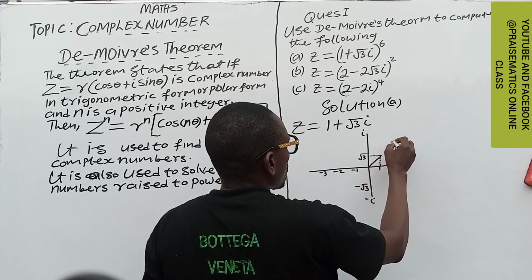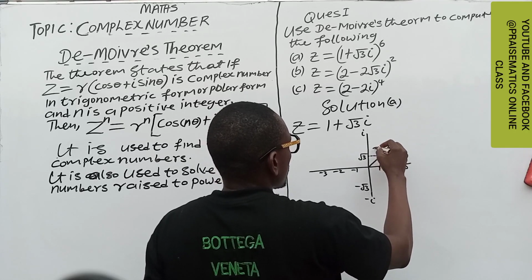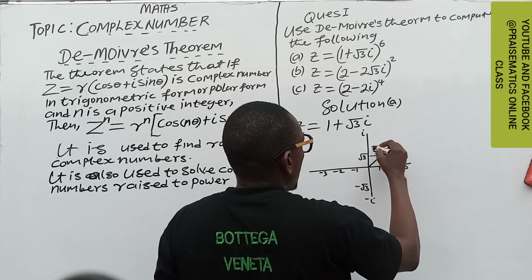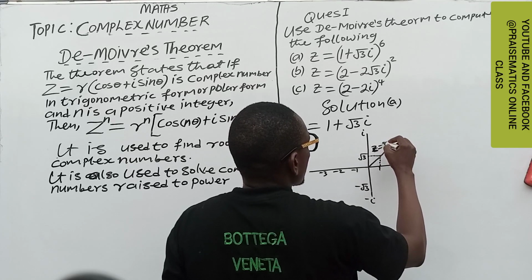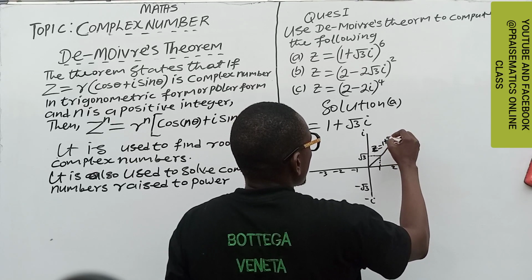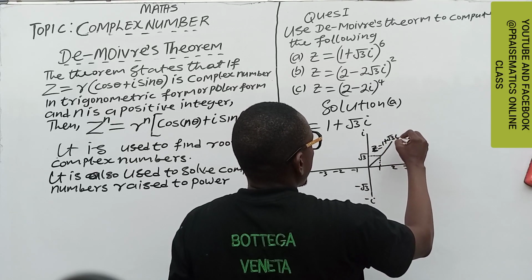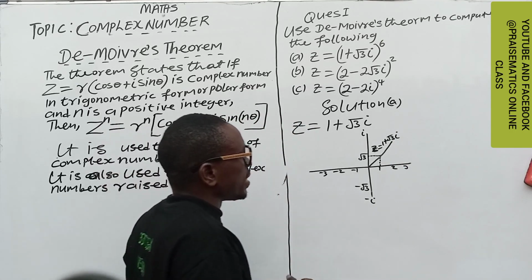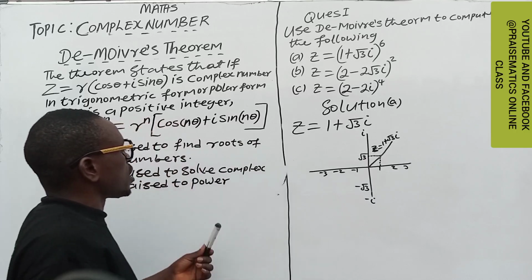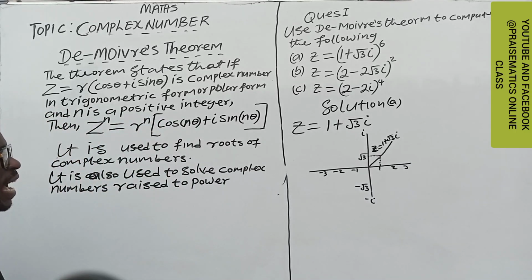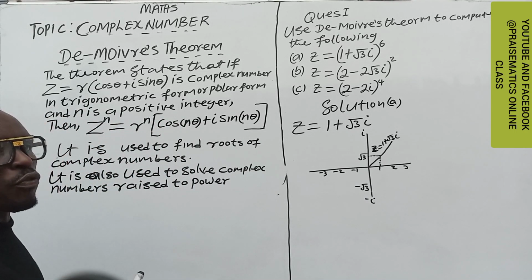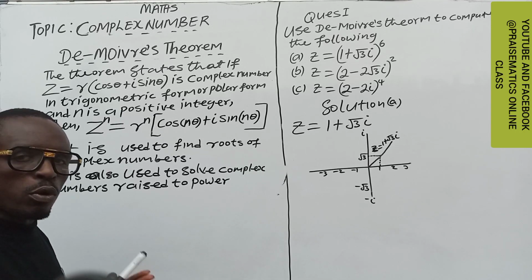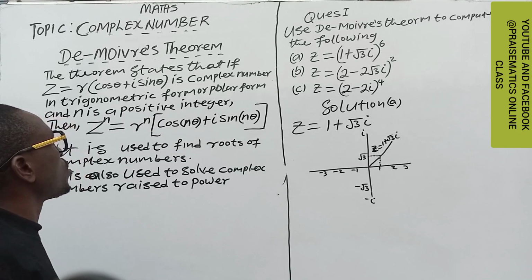So that is how it goes. Our z is equal to 1 plus root 3 i. Okay, we have translated it into an Argand diagram. Another step to follow is to find the modulus of the complex number.